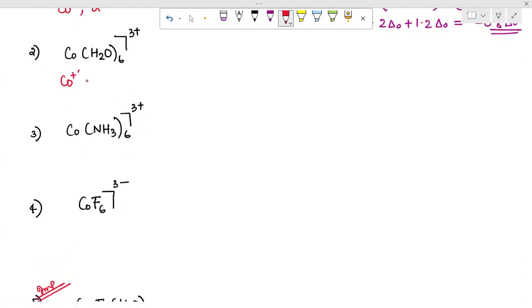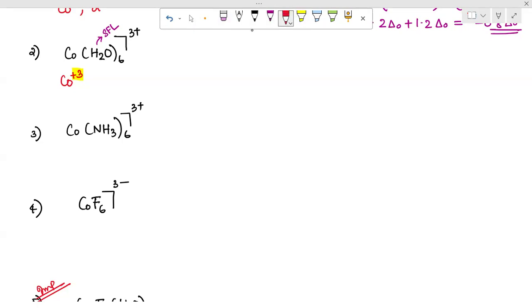Cobalt 3 plus, as water is neutral. Generally, water is a weak field ligand. But over here, you have cobalt 3 plus, which shows exceptional nature. Only a few ligands will act as a weak field ligand with cobalt plus 3. Those are fluoride, chloride, bromide, iodide, azide, and SCN minus. Except those, everybody is strong. So over here, this water will act as a strong field ligand. It's not a strong field ligand, but because cobalt 3 plus shows exceptional behavior, it will act as a strong field ligand.